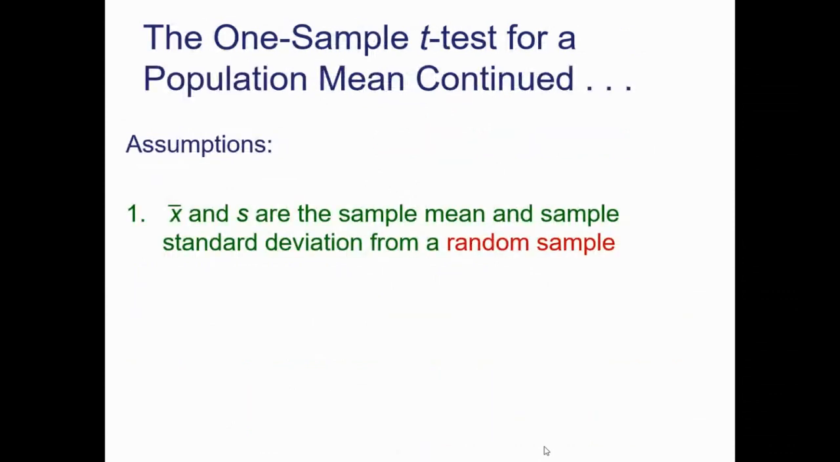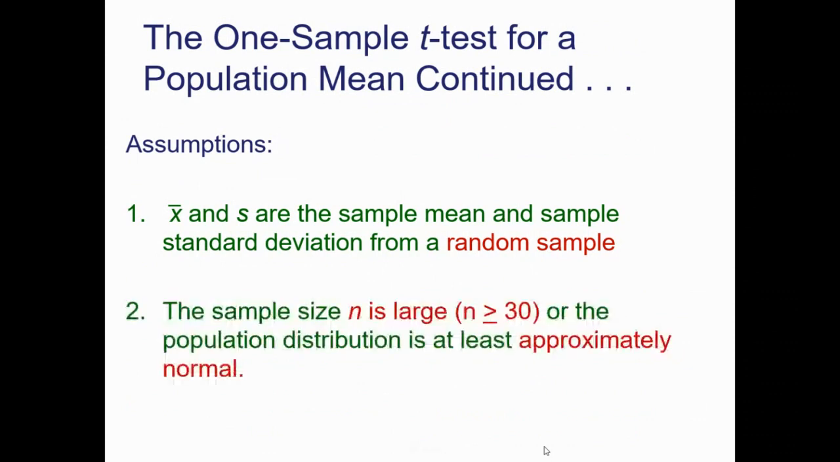Okay, so we have two assumptions we need to look out for. First one is that X bar and S come from a random sample. And also, the sample size N must either be large or the population has to be at least approximately normal.